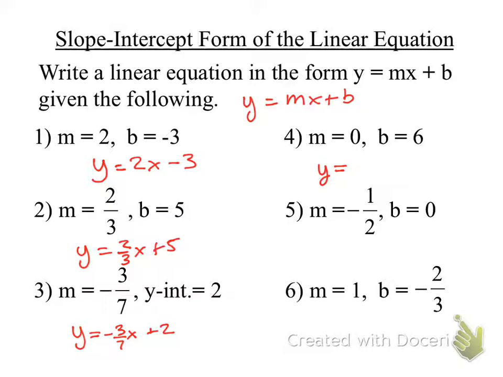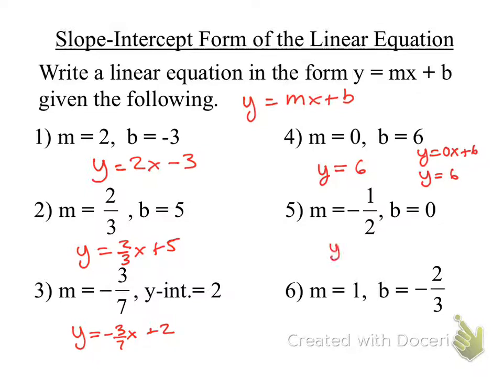And what does that simplify to? X plus 6. Nope. 0 times anything makes it disappear, right? The x. So what does it equal? Y equals 6. Right. If it were y equals 0x plus 6, the 0x disappears and it becomes y equals 6.